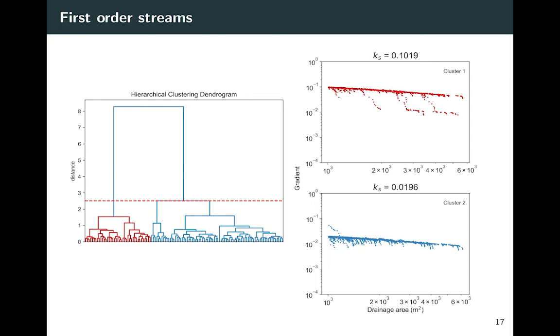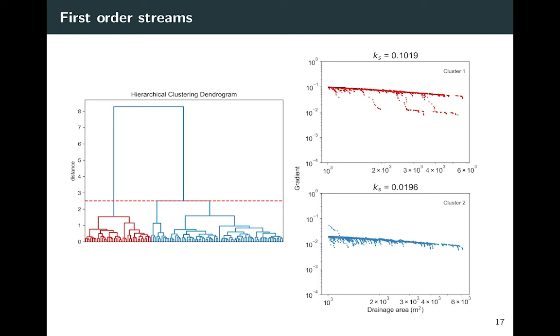Once we have the clusters, we can then do our slope area plots separately for each cluster. This allows us to fit a linear regression through this data and get a channel steepness for the channels in each separate cluster. You can see in the red cluster here, which drains the harder rocks to the north, we have a channel steepness of around 0.1, whereas the blue cluster in the softer rocks has a channel steepness around an order of magnitude lower than this.